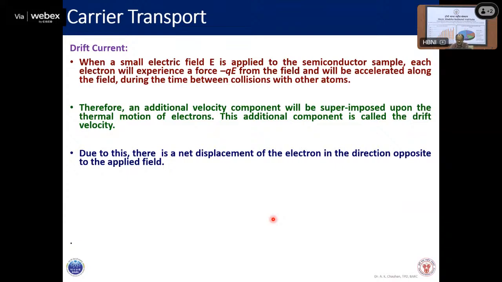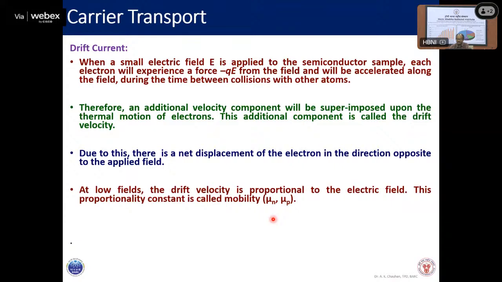Due to this, there is a net displacement of electrons in the direction opposite to the applied field for electrons. However, for holes, it will be in the direction of the applied field. At low field, the drift velocity is proportional to the electric field. This proportionality constant is called the mobility. So learn an important parameter, which is mobility. mu n is the mobility of electrons, mu p is the mobility of holes.